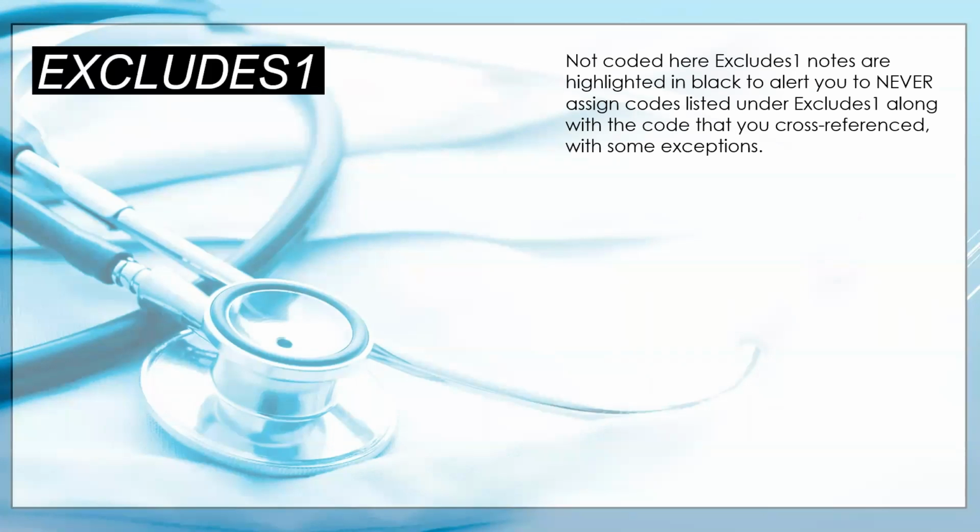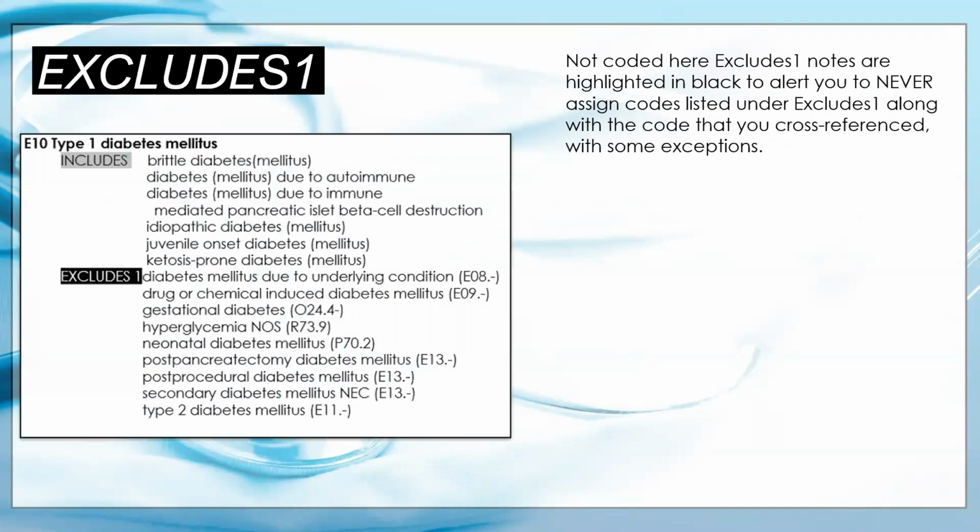There are also some instructional notes that you'll find throughout the tabular. Excludes 1 means not coded here. When you see this note, you are to never assign codes listed under excludes 1 along with the code that you cross-referenced, with some exceptions. An example of this would be type 1 and type 2 diabetes.